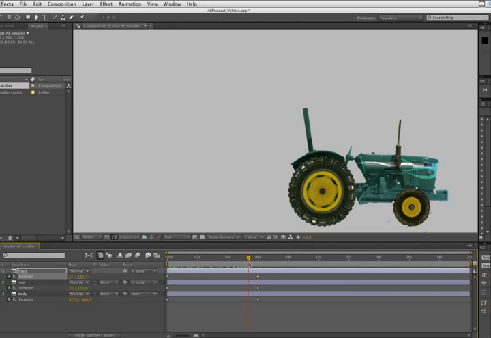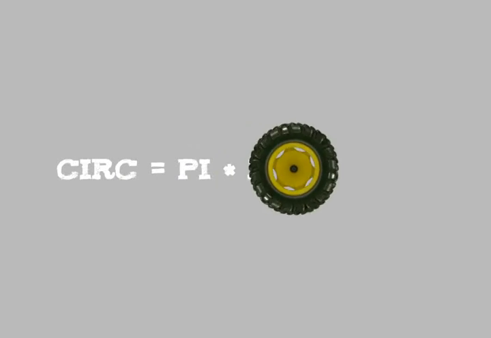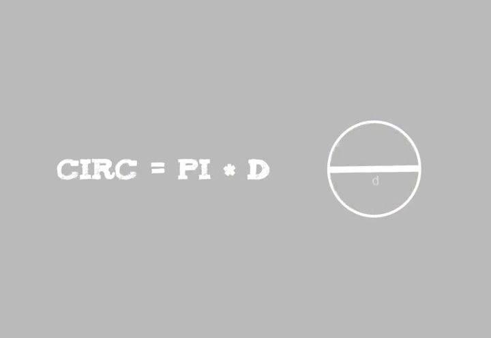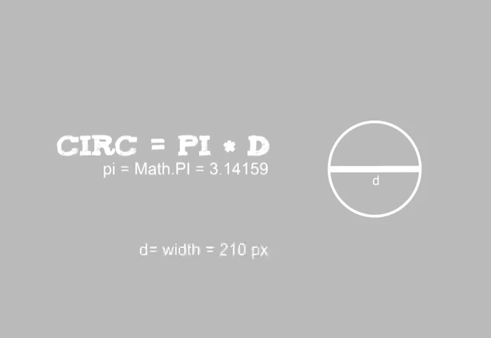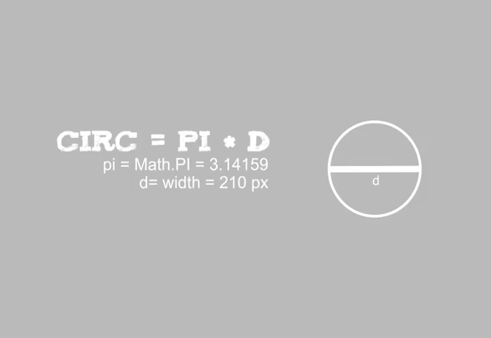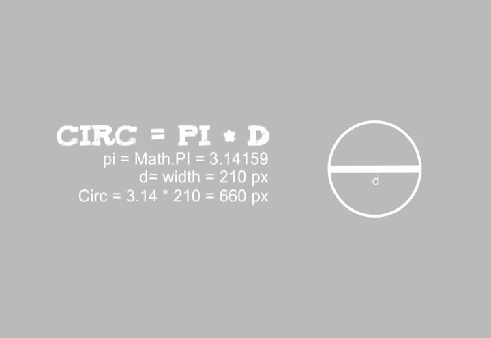So let's do a quick review of the math that we'll need to use in our expression, and then get to the coding. The circumference of a circle is pi d, where d is the width of your circle, and pi is roughly 3.14. So in our case, the rear wheel of the tractor is 210 pixels wide, resulting in a circumference of 660 pixels.